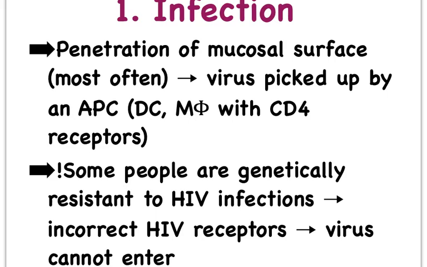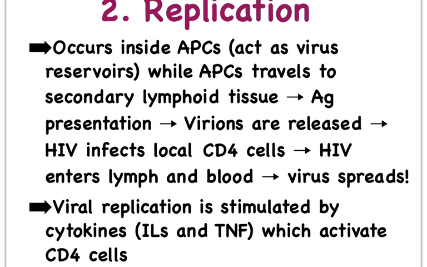Interestingly enough, some people are genetically resistant to HIV infections because they do not have the correct receptors for HIV. And of course, that prevents the virus from ever entering into any of their cells. So by now, you know how the virus gets into our antigen presenting cells in the mucosae. So you can argue that these antigen presenting cells with their CD4 receptors act as virus reservoirs.